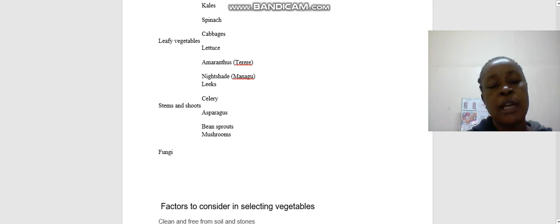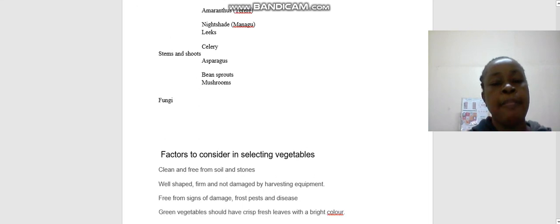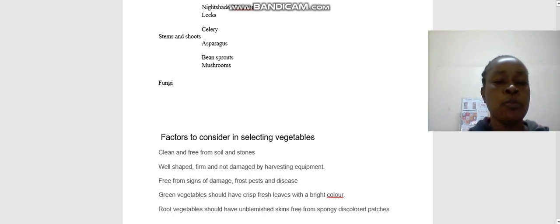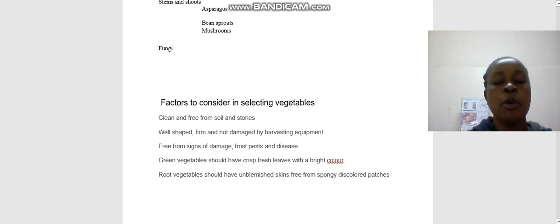Then the last classification is your fungi, which is your mushroom. Any mushroom, we have the button mushrooms, we have the shiitake mushrooms. Those ones fall under your mushrooms.